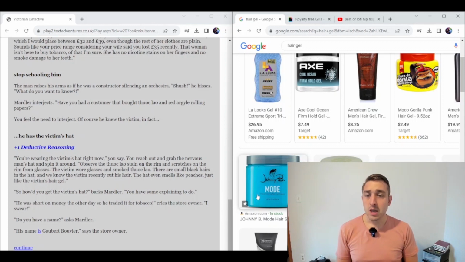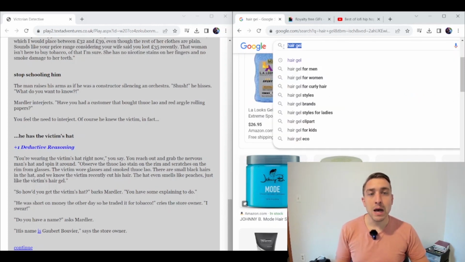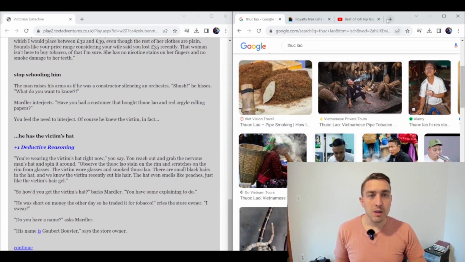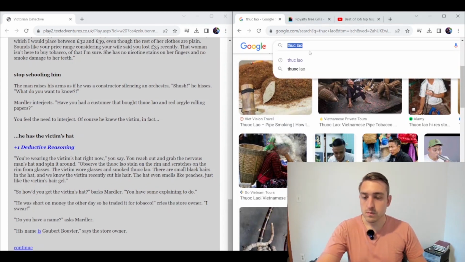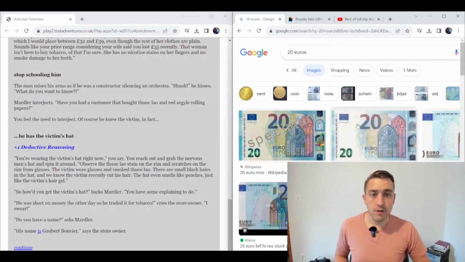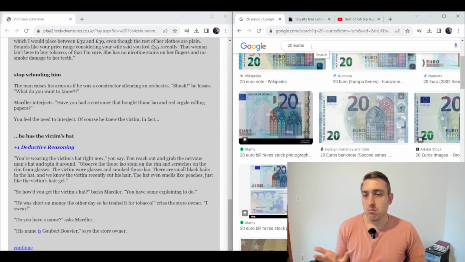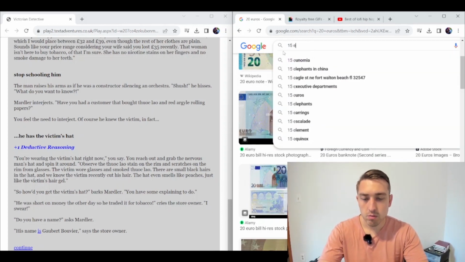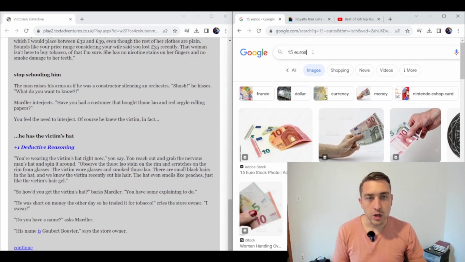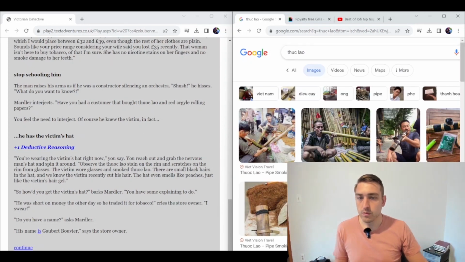"I swear. He was short on money, so he was trying to buy some Tuk Lao, but he was short on money." So if the Tuk Lao cost 20 euros, he only had 15 euros. So he gave the shop owner 15 euros and his hat for the Tuk Lao. "He didn't have enough money the other day, so he traded it for tobacco," cries the store owner. "I swear."